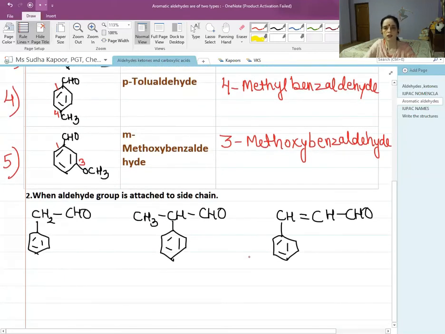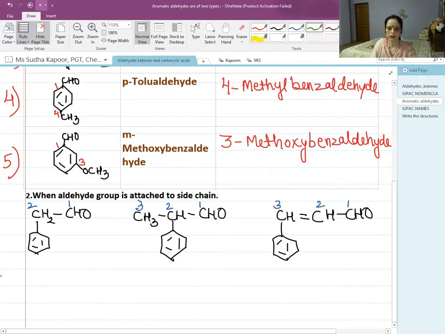So now the second thing when we are talking about these aldehydes: the aldehyde group is not directly attached to the aromatic ring. So how we are going to name it is, first, we are going to number them. The numbering always starts from CHO if it is present, then 1 and 2. The second position is occupied by the phenyl. In this case again 1, 2 and 3, the second position by phenyl. And now in this case 1, 2 and 3, the third position is occupied by phenyl.